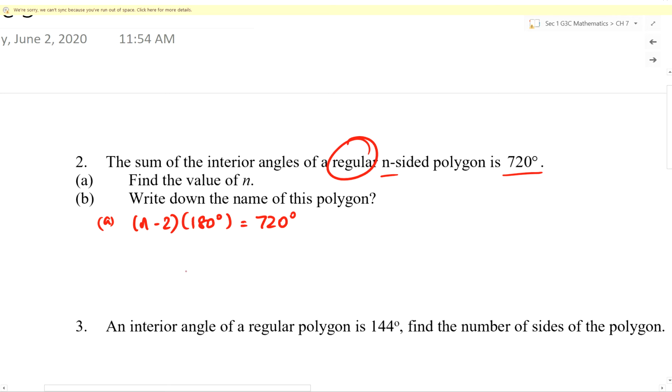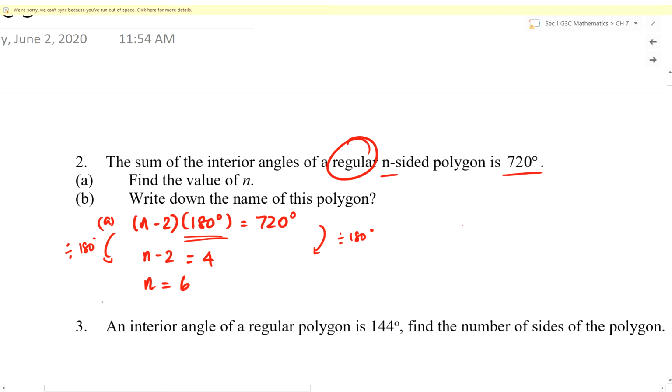How do we do that? What should we do to both sides to remove the 180 degrees? But now this is 180 degrees multiplied by n minus 2. So to get rid of it, do the opposite. Divide by 180 degrees. So we are left with n minus 2 equals 720 divided by 180, which is 4. So n minus 2 is 4. What do you think n has to be? Yeah, it has to be 6. We add 2 to both sides.